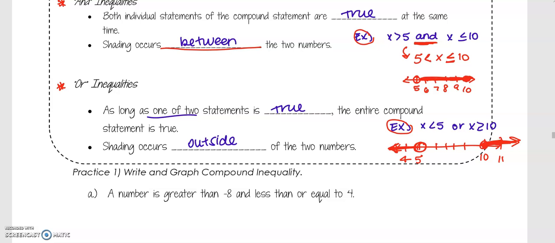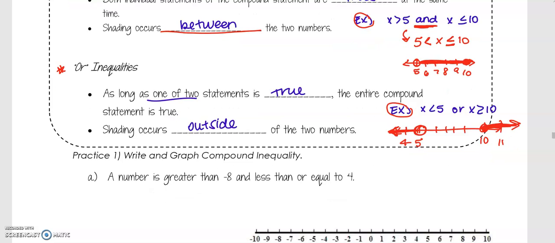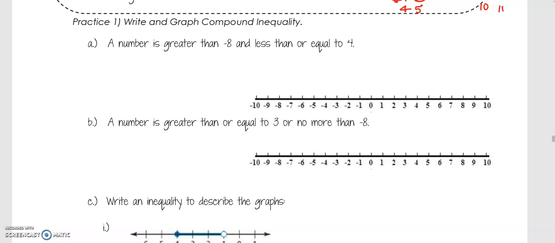So then let's check out how we're going to write and graph compound inequalities. As we read, we want to start to write. It says a number is greater than -8 and less than or equal to 4. So once I write that, I realize it's an "and" statement, and I can then write it as -8 is less than x, which is less than or equal to 4.